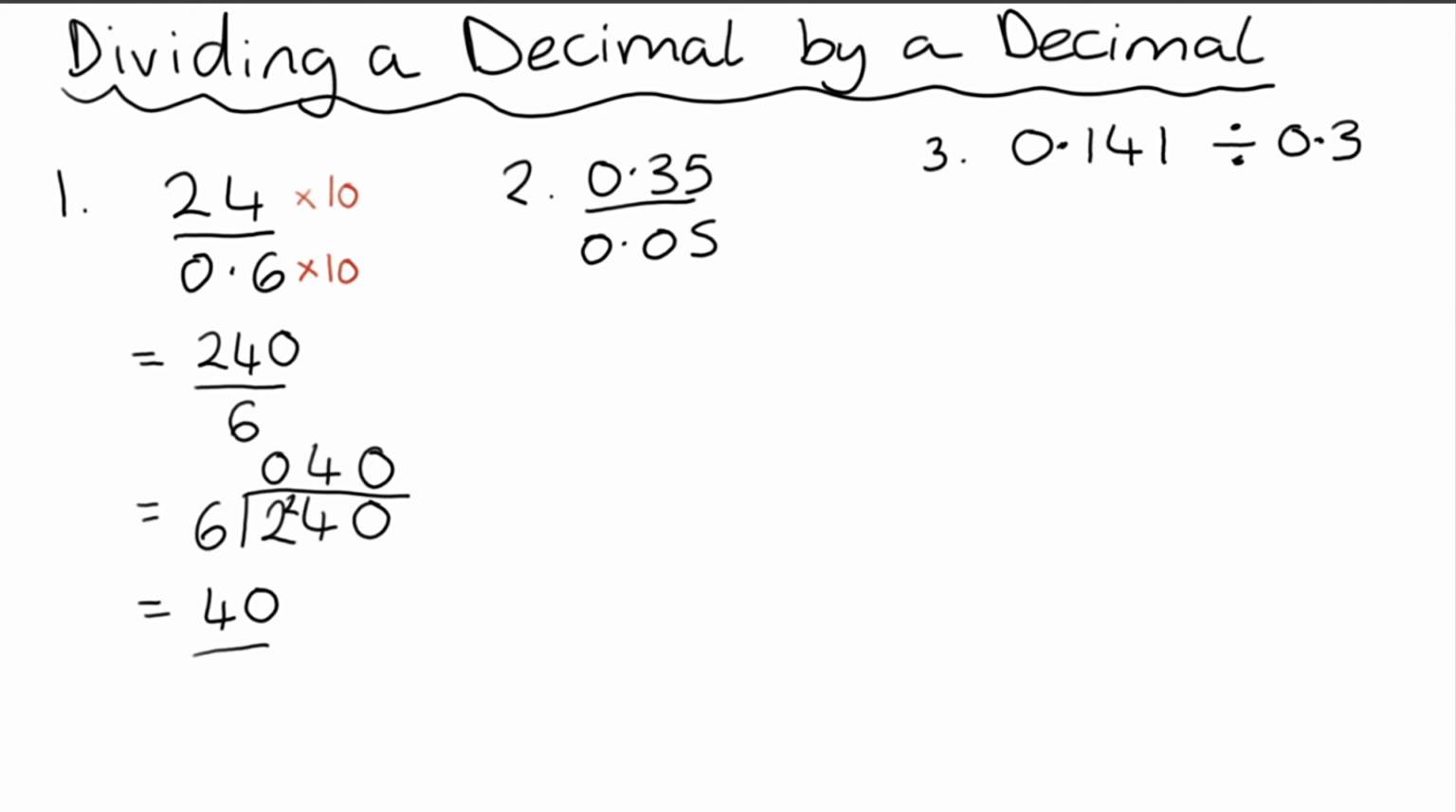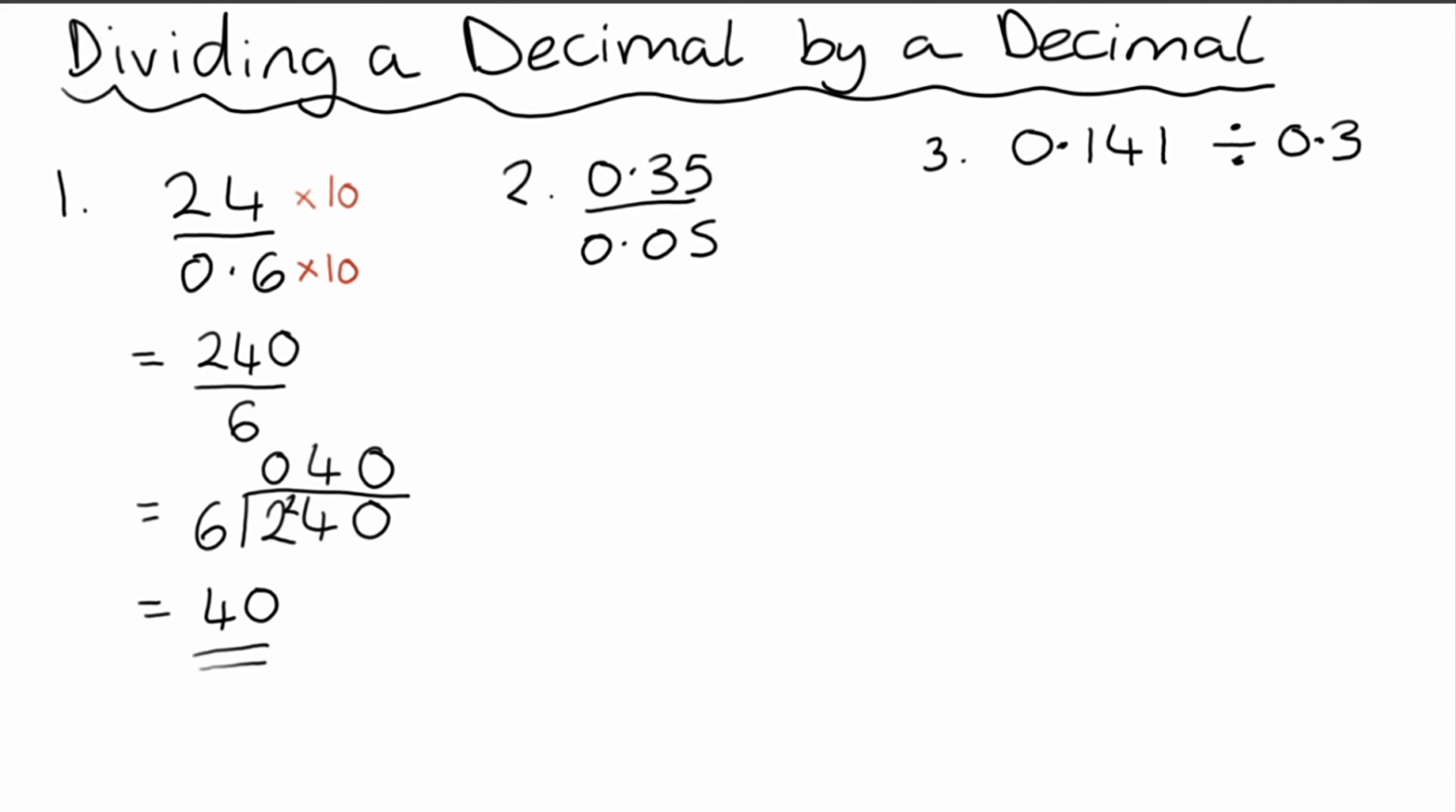The answer is 40. So just remember, you can't divide by a decimal, so you need to multiply both parts of the fraction so that your denominator is no longer a decimal. It doesn't matter if the numerator is a decimal, you just don't want the denominator to be a decimal.